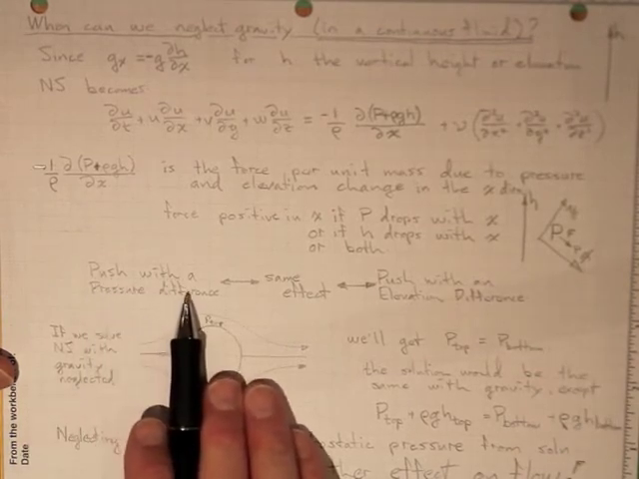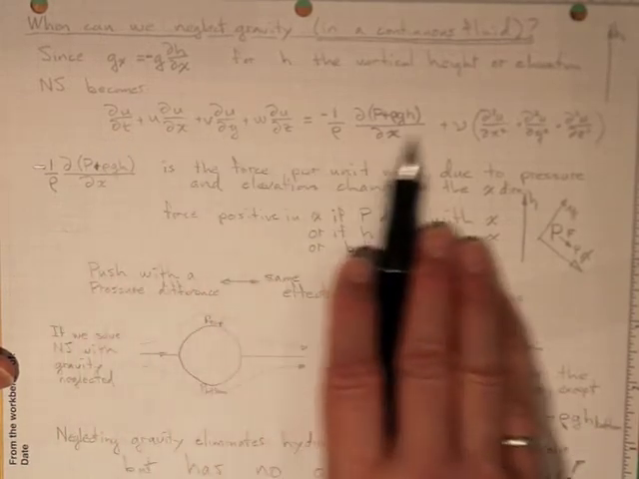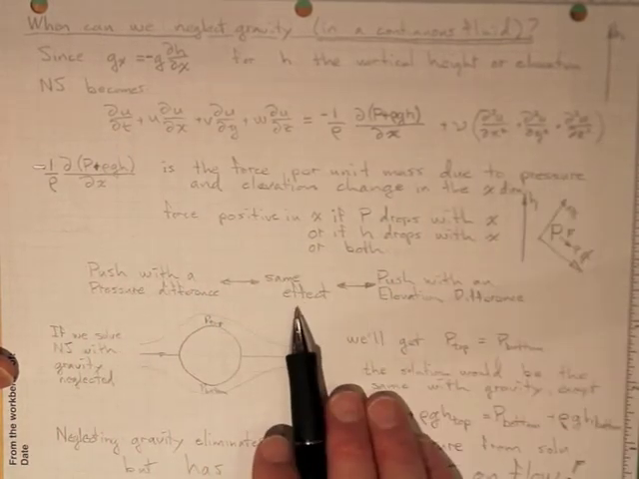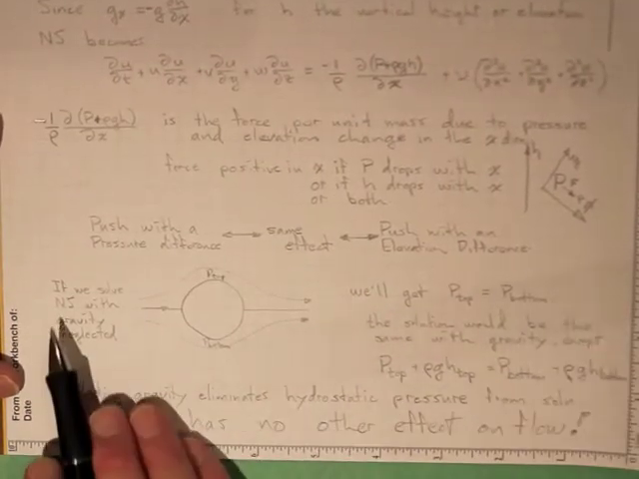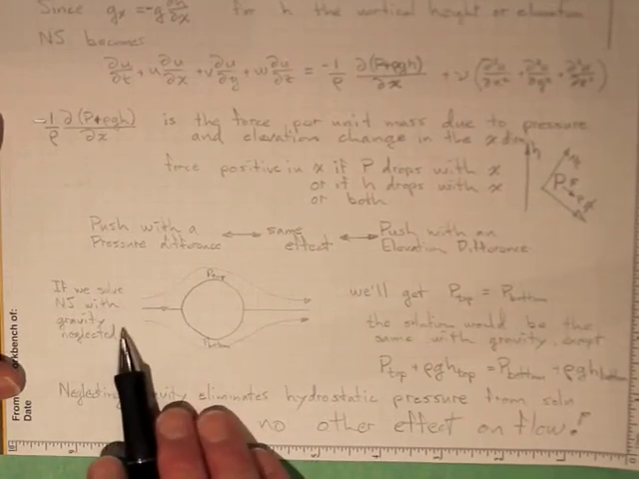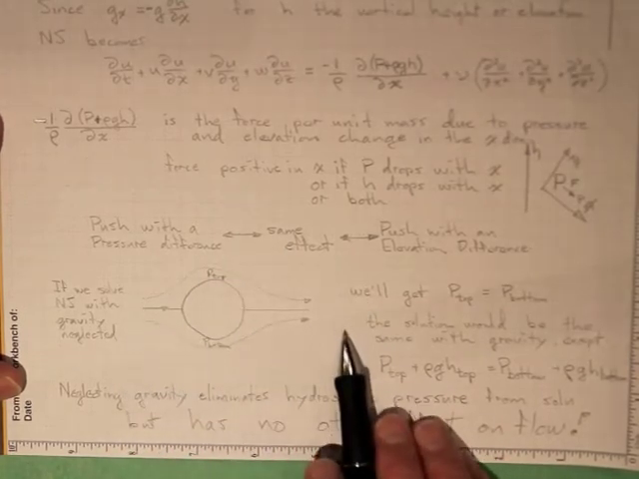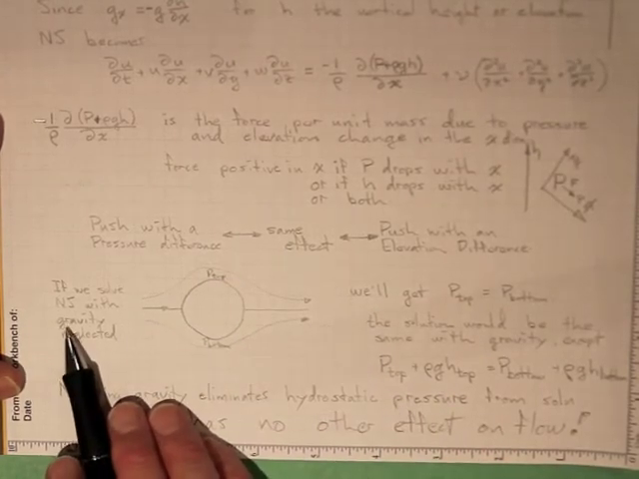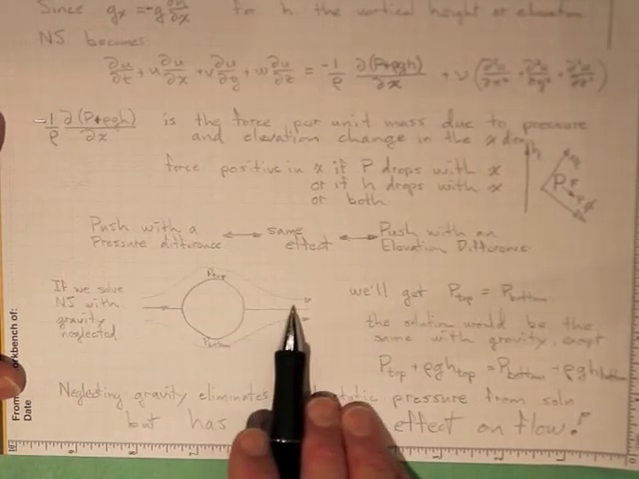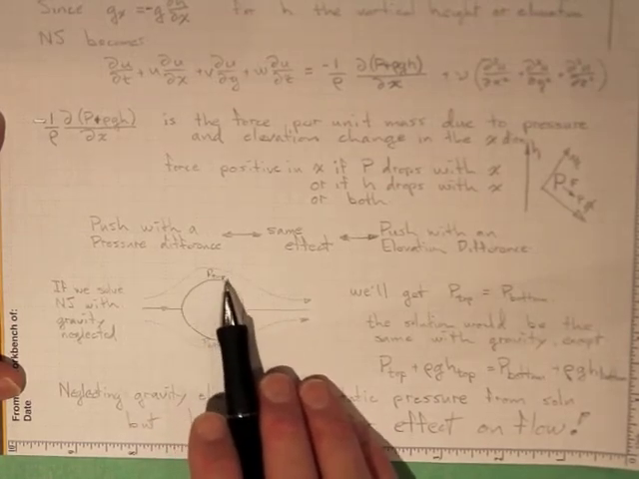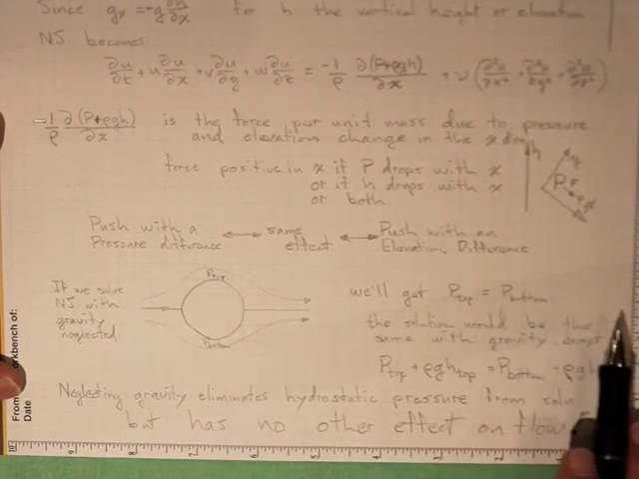So we can push with a pressure difference, or we can push with an elevation difference. The equation looks exactly the same, so we get exactly the same effect. If we solve the Navier-Stokes equations with gravity neglected for, say, a flow over a sphere like this, some of the flow goes over the top, some of the flow goes under the bottom. We're neglecting gravity, so we don't see any difference from the top to the bottom. It'll be symmetric between those two, and we'll get that the pressure on top is equal to the pressure on the bottom. That's if we completely neglect gravity.